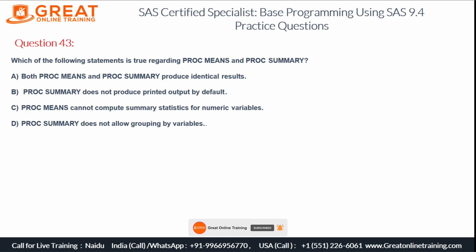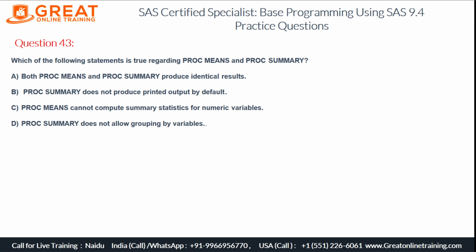PROC MEANS is used to produce summary statistics like n, mean, standard deviation, minimum and maximum, etc. And PROC SUMMARY is also used to produce the summary statistics, but the main difference is that PROC MEANS by default prints the output in the output window, but PROC SUMMARY by default does not produce printed output in the output window. So we have to write the PRINT option to get the output printed.